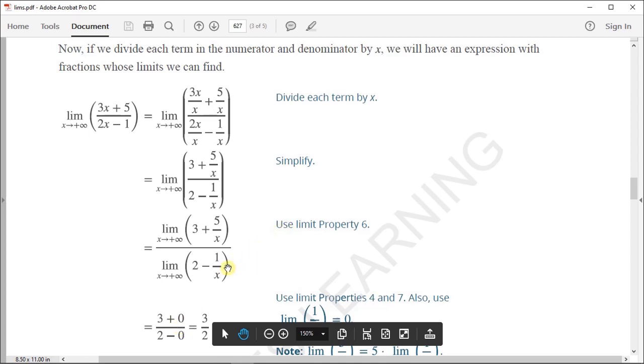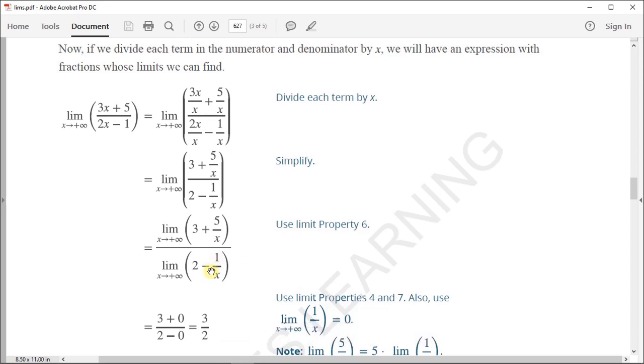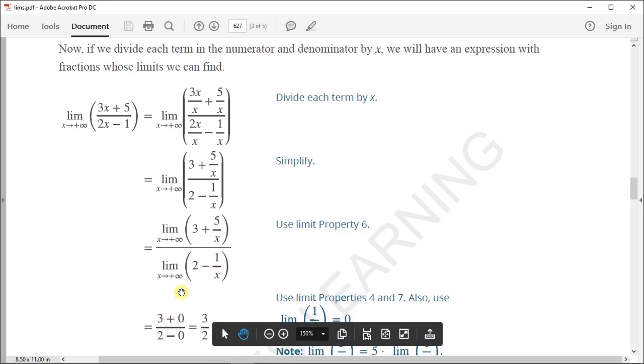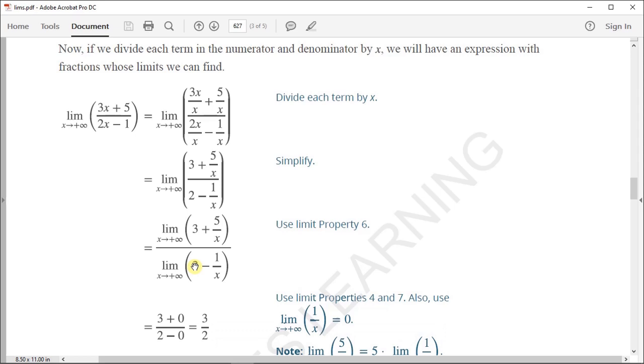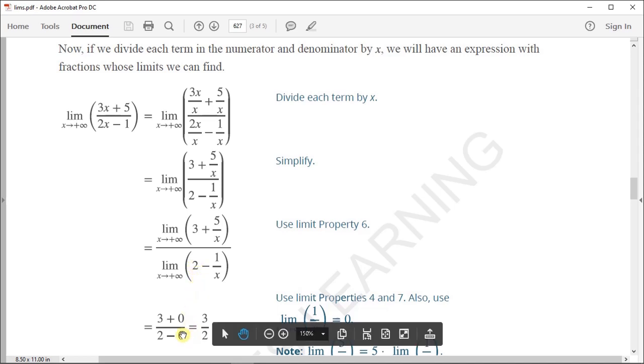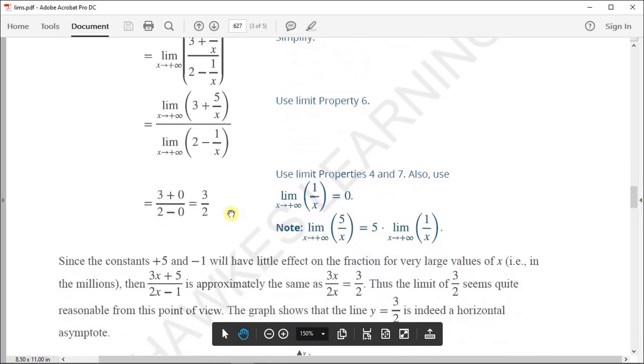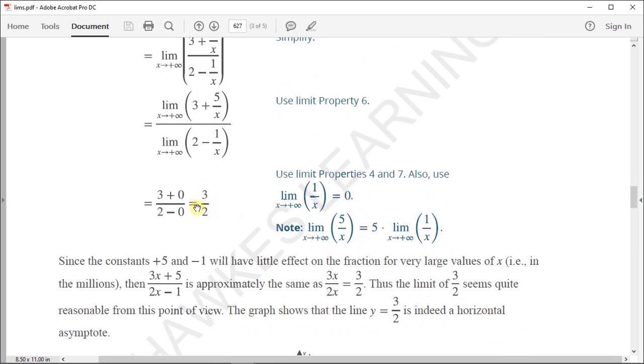And they made the same arguments on the bottom. So on the bottom, the first term is 2. There's no x to plug into there. So no matter what you plug in, you're always going to get 2. And then the last term, you have negative 1 over x. So you get negative 0 instead of 0. Well, there's not really a negative 0, so we just say minus 0. And then calculate. You get (3 plus 0) over (2 minus 0). That's 3 halves. So we're going to say our limit is 3 halves.